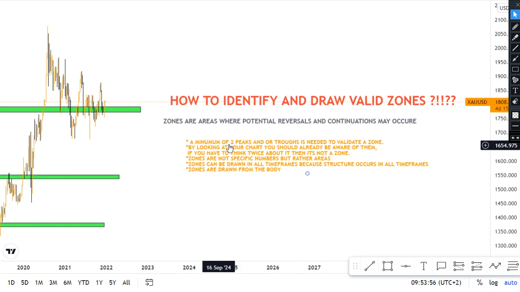I say a minimum of 2 peaks and or troughs is needed to validate a zone. A peak is a high and a trough is a low, so a minimum of 2 highs or lows is needed for you to say that zone is valid.